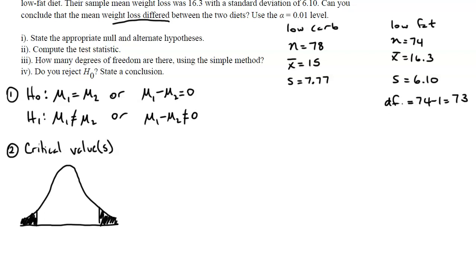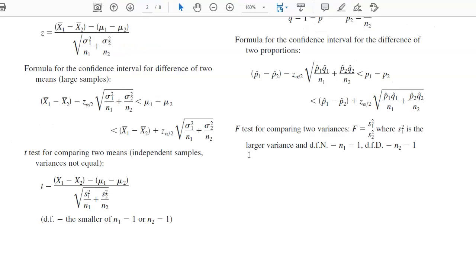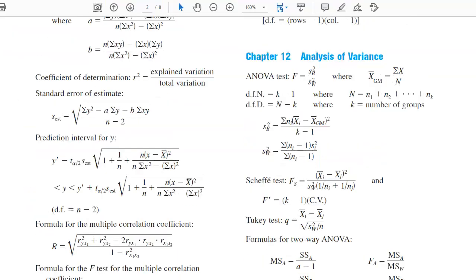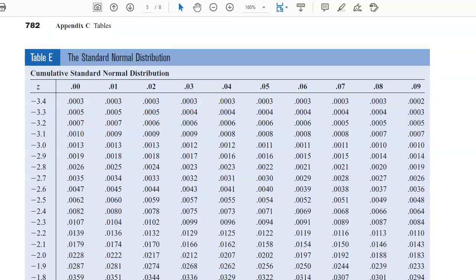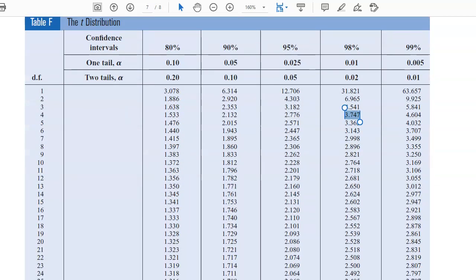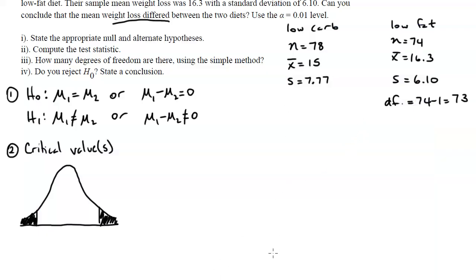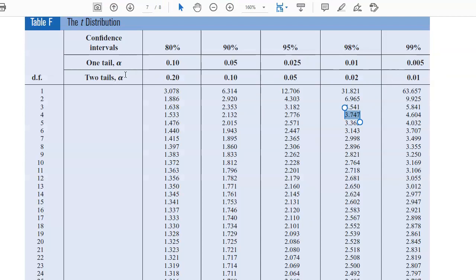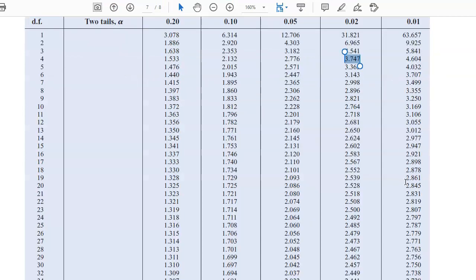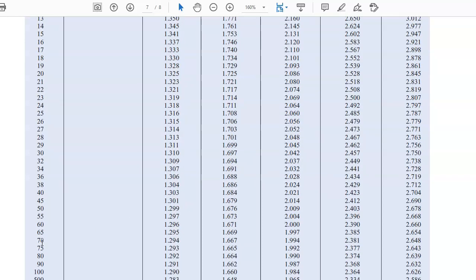Okay, so let's go. 73 degrees of freedom, 0.01, two-tailed, right? T-test table. Two-tailed, 0.01, is that what we said? Yep, alpha's 0.01. Two tails, 0.01, 73 degrees of freedom. We don't have 73. Choose the closest value because these aren't so different, right? Look at 75. Look at 70.